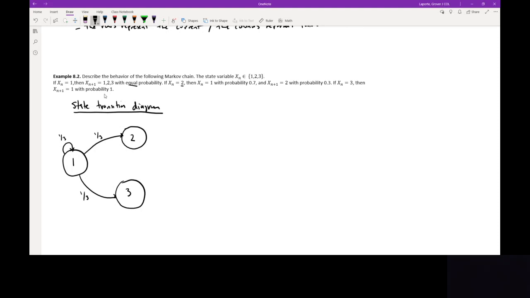So if I'm in state 2, then I can go back to 1 with probability 0.7. And I can go right back to state 2 with a 0.3 probability. And then finally, if you're in state 3, then with probability 1, you go to 1. All right, so that's our state transition diagram.